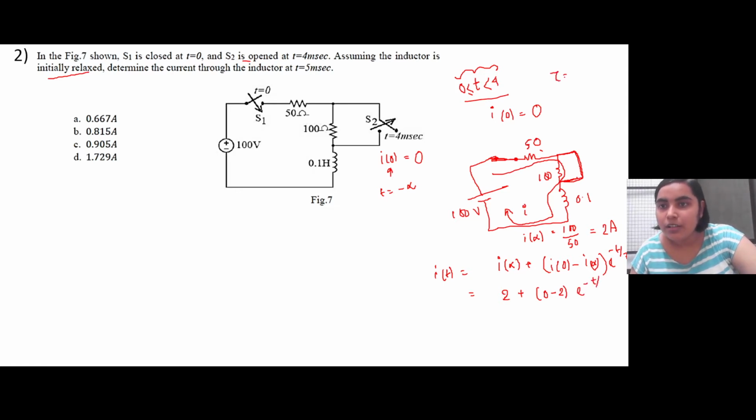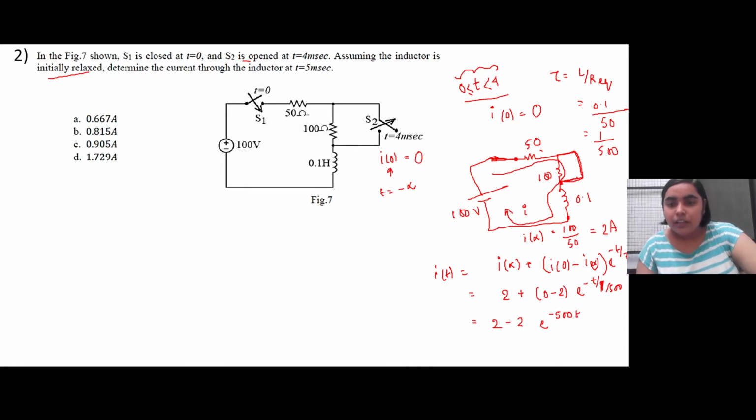Now what is tau? Tau is equal to L by R equivalent, right? So L here is 0.1. R equivalent is just 50 ohm because there is no other resistance. It is seen across this particular voltage. So if we write it properly, tau is 1 by 500, right? So just write it as 2 minus 2 e to the power minus 500 t. This was the state equation just before S2 is opened.